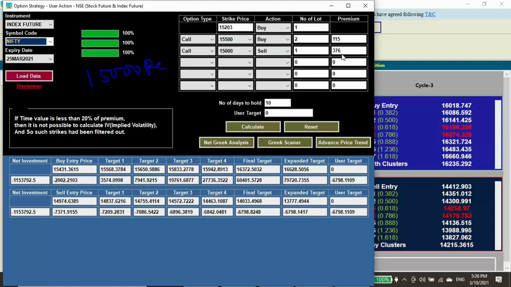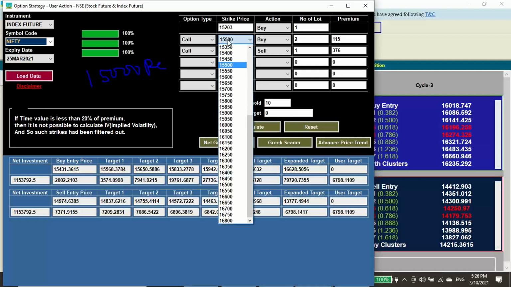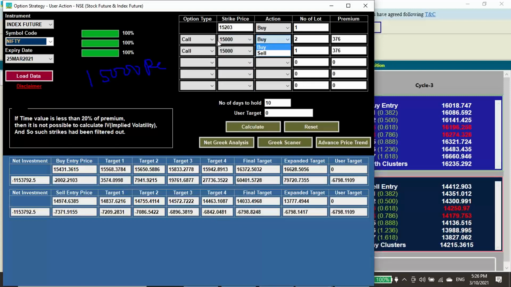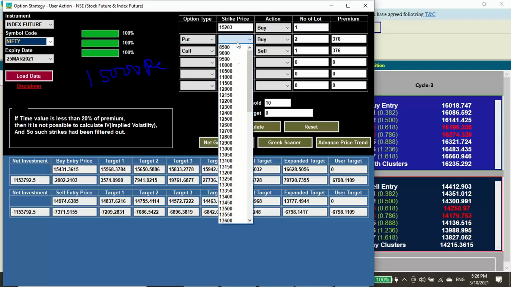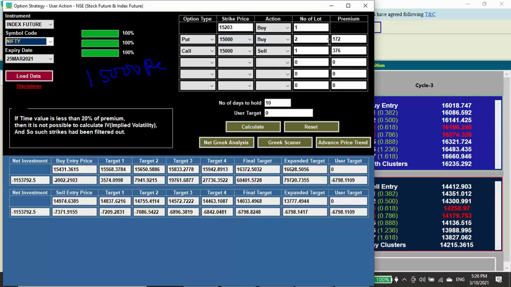This has 203 as the intrinsic component and 176 as the time value component, and you are going to buy 15,000 put options, 2 lots, at the cost of 1. So almost 176 rupees of time value you are getting from these 15,000 call options, and you are paying 172. So in fact, you are buying the two put options at the cost of 1.